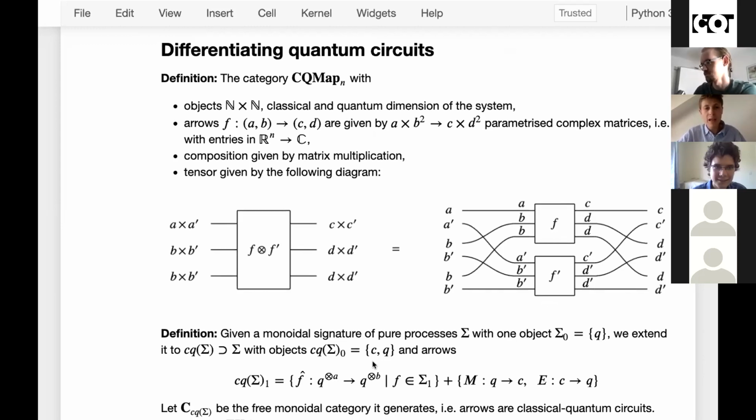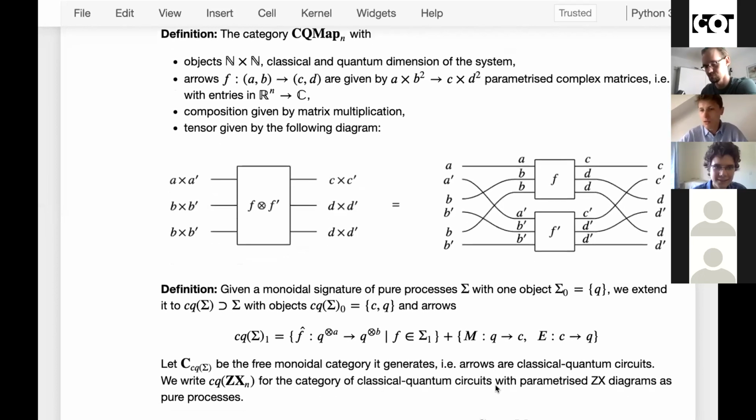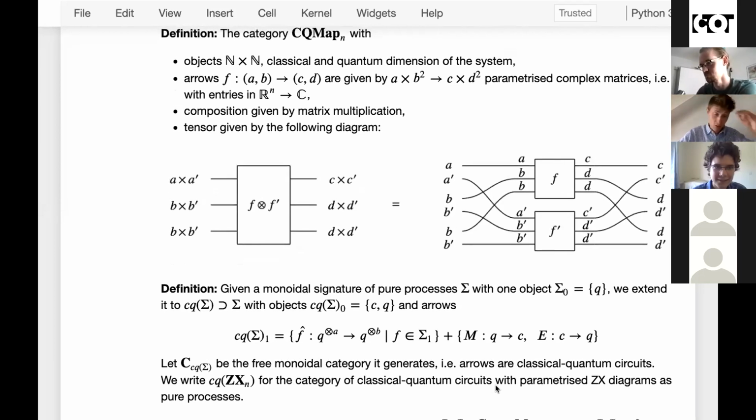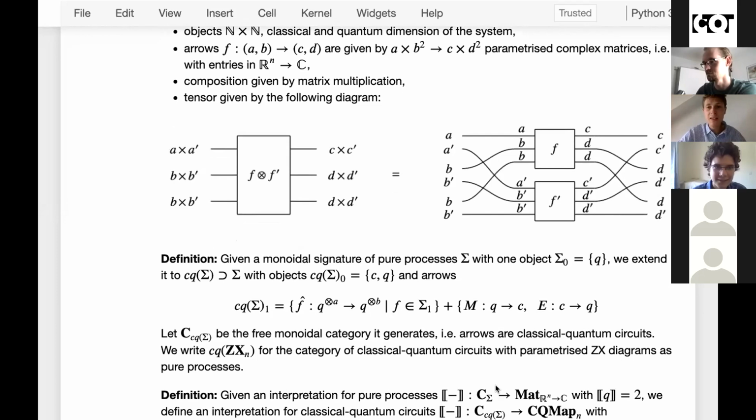And what are the arrows? Well, we have the pure processes as arrows, and we also have measure and encode. Measure goes from quantum to classical, encode goes from classical to quantum. And now we get a free monoidal category. So all the diagrams we can draw from this give us classical-quantum maps in the sense of Bob and Aleks's Dodo book.